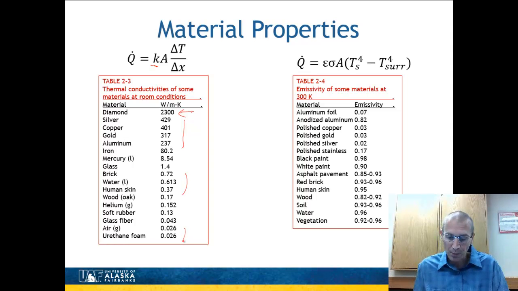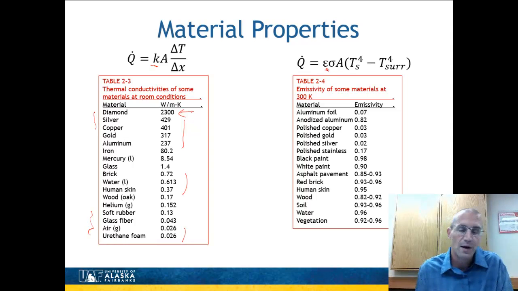And then at the bottom, we end up with insulating materials that are around 100 or small. Another interesting thing is that these change by several orders of magnitude, from things that are called good conductors to things that are good insulators. On the table right over here, I have another material property, which is the emissivity.